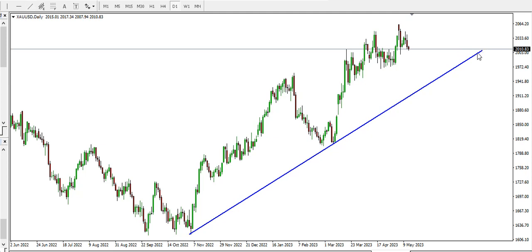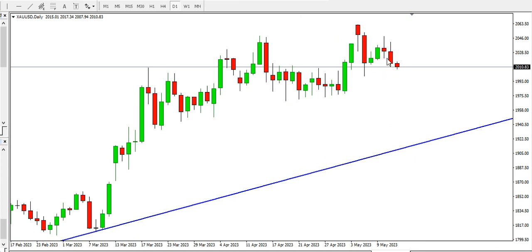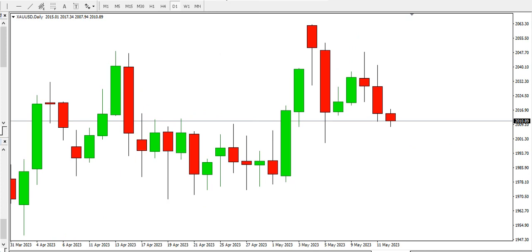Okay, it has been bullish, but in the last 2 weeks, in the last 6 trading days, we've been having more of the bears stepping in. You look at this: a red candle, a red candle, a red.